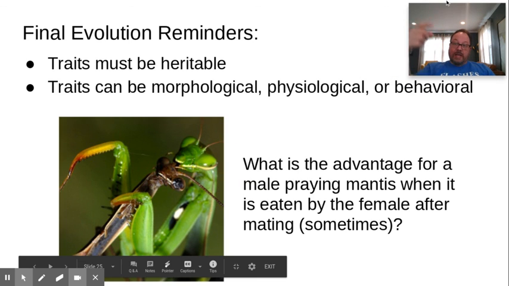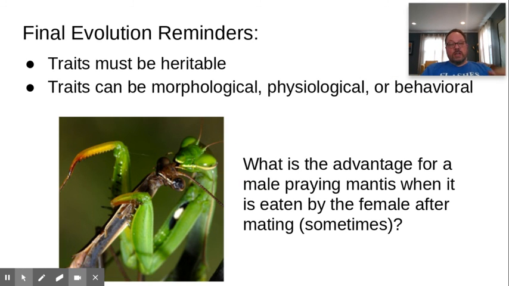It's genes that get passed on from one generation to the next. So traits have to be heritable. The genes that code for different traits can be influenced by evolution. It's morphological, so physical features, how does it look? It could be physiological. Think of the example with sickle cell disease. Or it could be behavioral, like when an organism is active day or night.